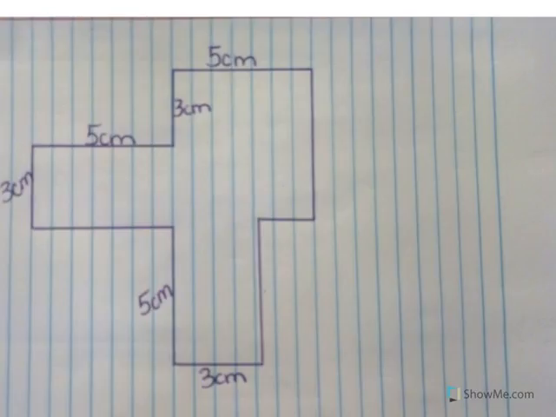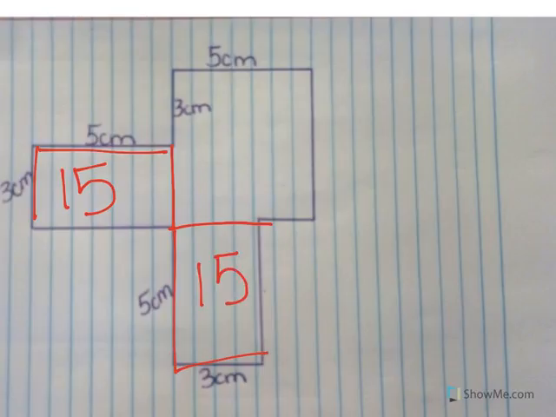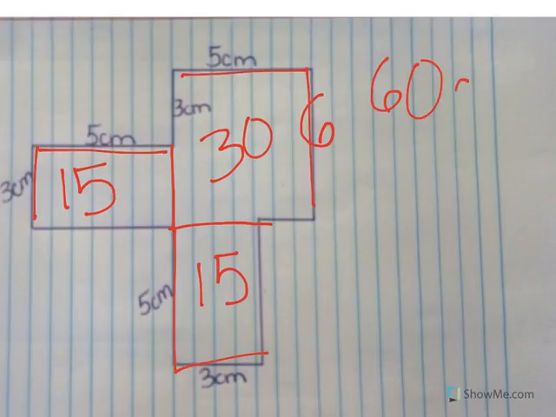Now we need to break this shape into rectangles. So I'm going to break it here, and then I'm going to break it here. So now I have 3 by 5, which gives me 15, and I have 3 by 5, which gives me another 15. And then we have to remember that this side was 6. So 6 by 5 gives me 30. 15, 15, and 30 gives me 60 centimeters squared for the area.